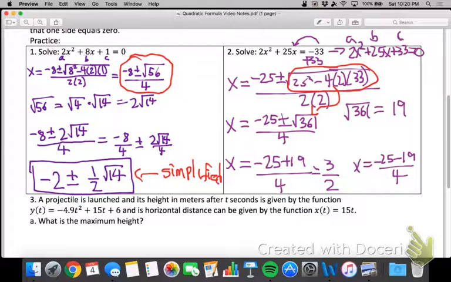And negative 25, that's negative 3 halves. And negative 25 minus 19 over 4 goes to negative 11. Okay, so on to the last group of problems.